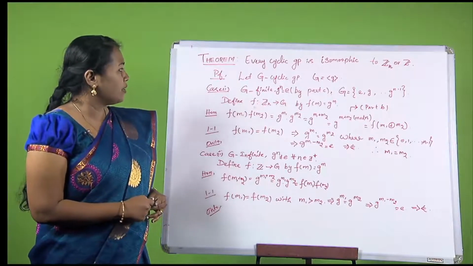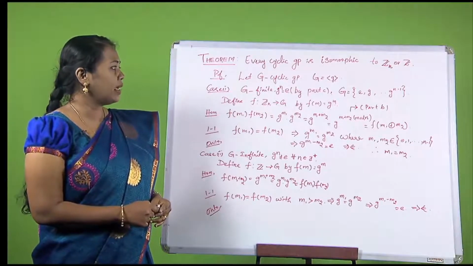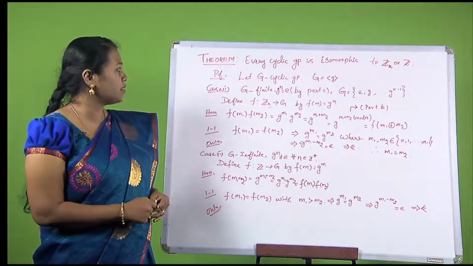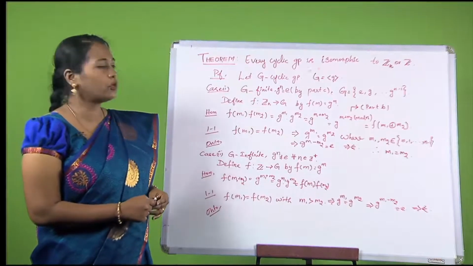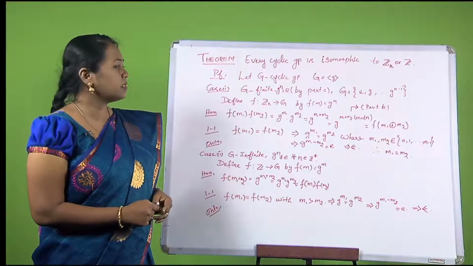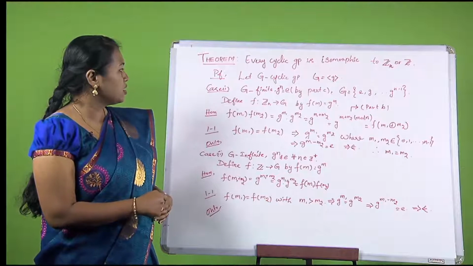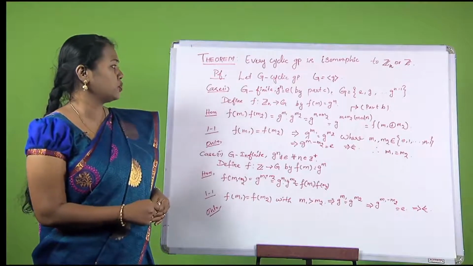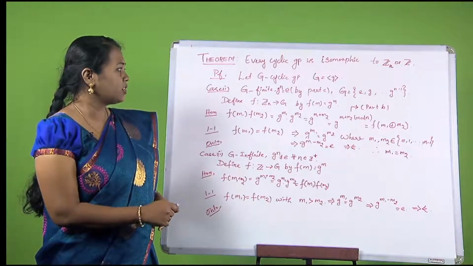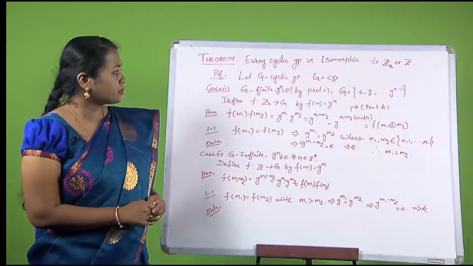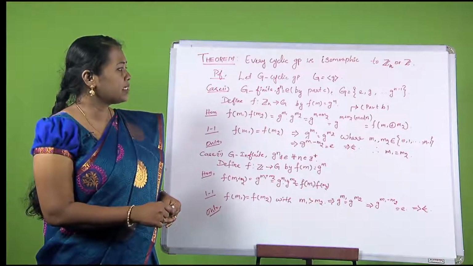We are defining a function f from Zn to G by f of m is equal to g power m. Our objective is to prove that this function is an isomorphism. In order to prove that, we will be proving the 1-1 property, the onto property, as well as that it is a homomorphism. The homomorphism will be proved like this. f of m1 times f of m2 is equal to g power m1 times g power m2. This is the definition, so we are just applying a definition here. So this is equal to g power m1 plus m2, which is equal to g power m1 plus m2 mod n.